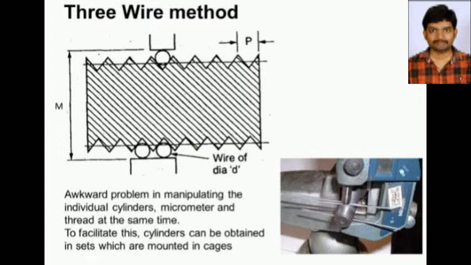So we can see this arrangement. Two rods are placed down, no, opposite, one on the opposite side. Okay, so it will be very difficult to maintain the workpiece, three rods and micrometer together, and it becomes time consuming. So by using carriages, it is very easy to measure the effective diameter by using the three wire method.